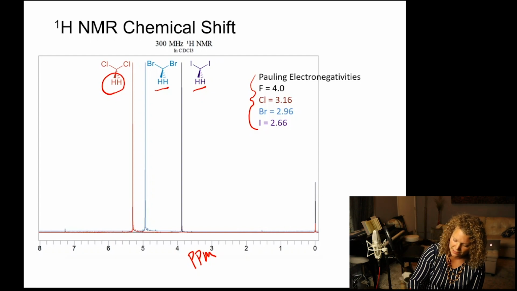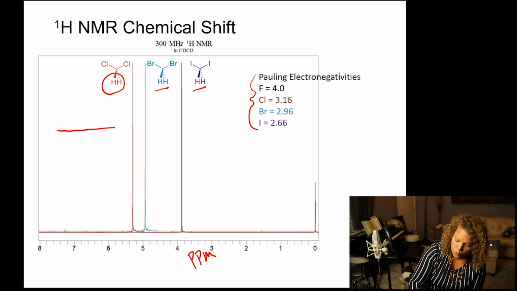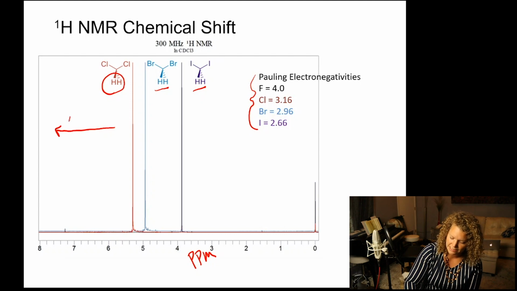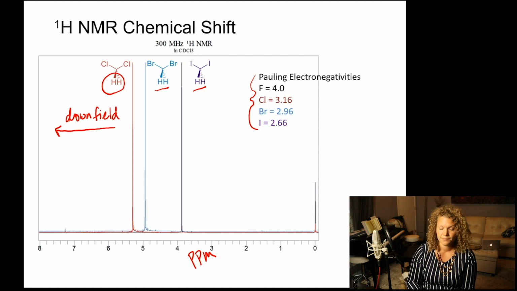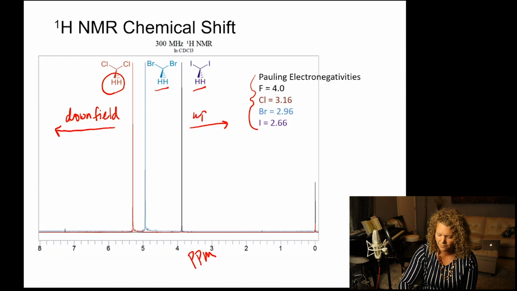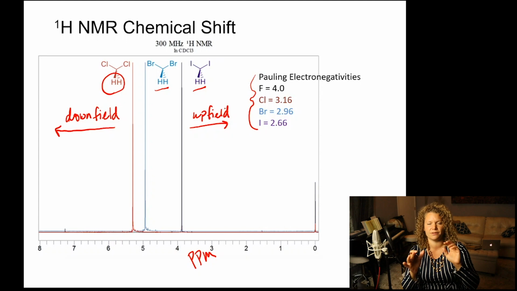Now, when we look at this, the way we would describe it as organic chemists is that this is shifted downfield. And if it shifts to lower ppm, we would consider this shift to be upfield. This is how we compare different compounds.